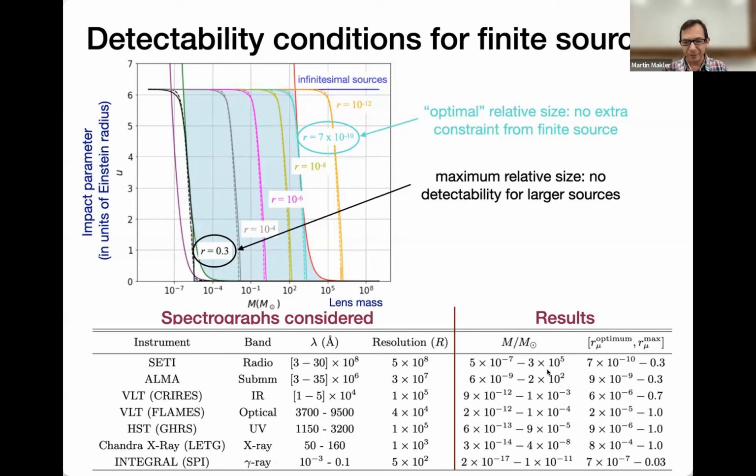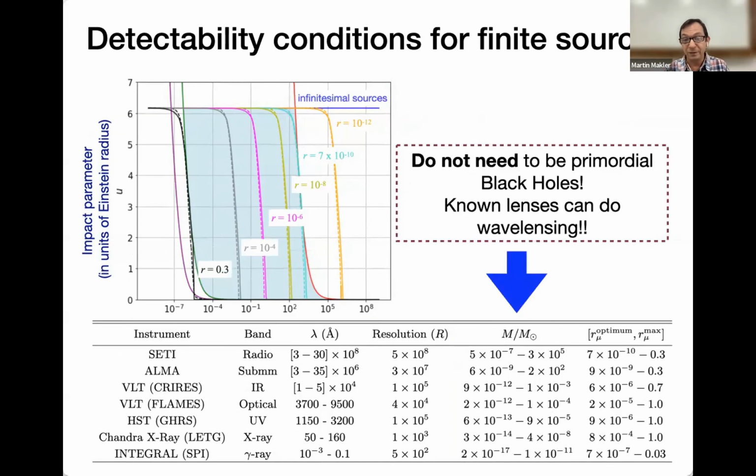And we see that the lens masses can be very high for very large wavelengths, of course. And if you go to very small wavelengths, these are very light sources. But we can go from the range of many stellar masses to planetary masses to asteroid masses, depending on which wavelengths we go. So these do not necessarily need to be black holes. These can be real objects that we know are there that can produce this wavelensing pattern as long as we go to these larger wavelengths, not gamma rays.